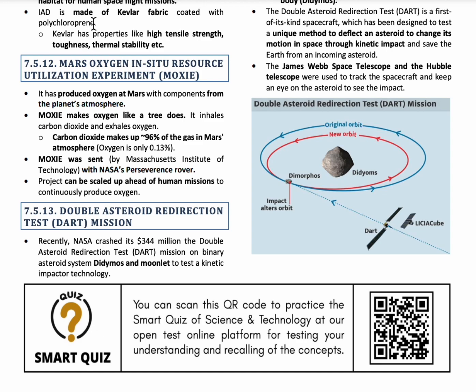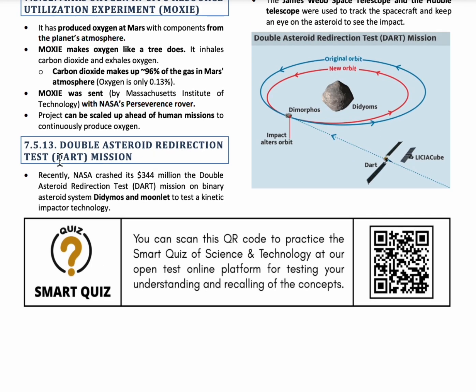The next topic is the Double Asteroid Redirection Test, DART mission. So DART mission crashed into an asteroid that was coming towards the Earth using kinetic impactor technology. So by using kinetic impactor technology, the asteroid which is coming was redirected.